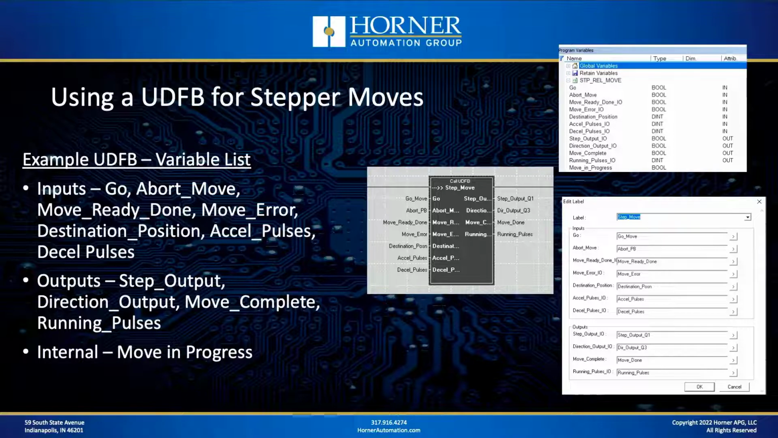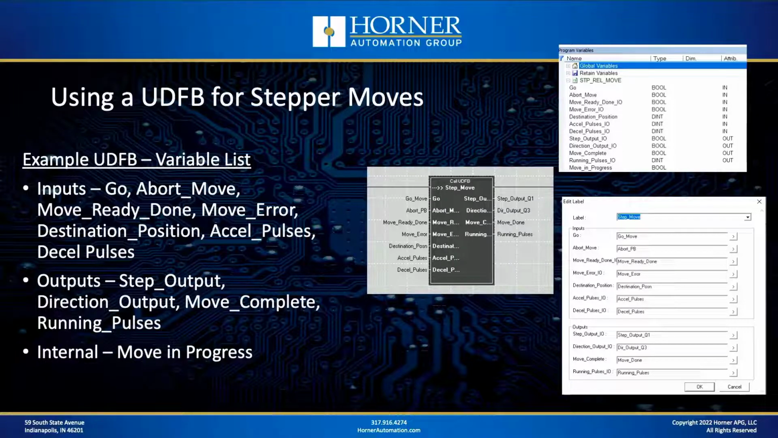On the output side, of course, I have to reference my step output, which if I reference directly is Q1 for stepper number 1. I also have to reference my direction output. Which general purpose output am I using for direction? Could be Q3, Q4, Q5, whatever the case may be. Move complete is going to be an output of my stepper block. And the number of running pulses is also going to be an output of my stepper block.